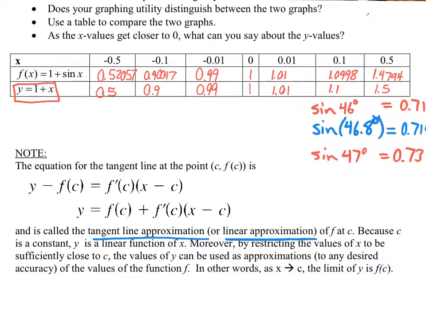Just to illustrate this last statement here. In other words, as x approaches c, the limit of the y, which is the line, is going to equal the function evaluated at c. That's what this whole thing is saying. All right? So that's it.